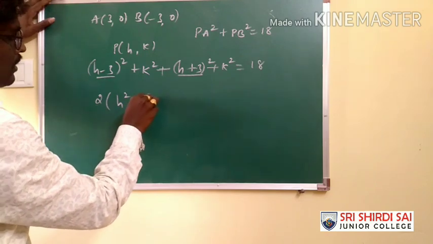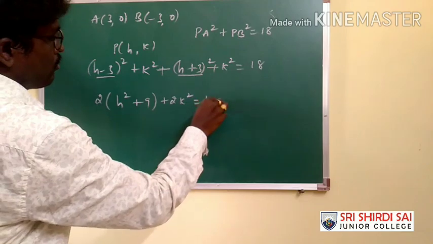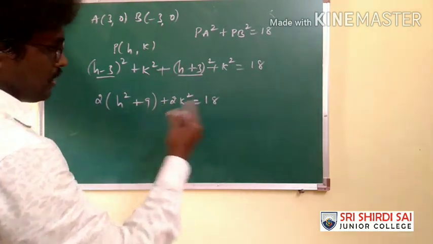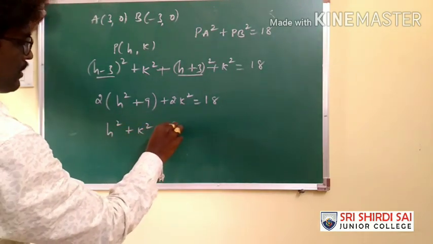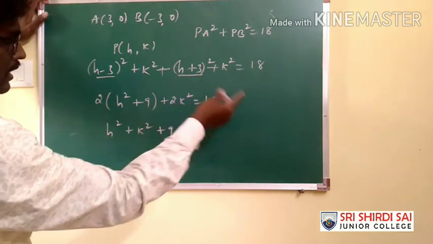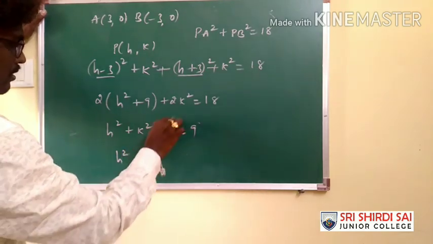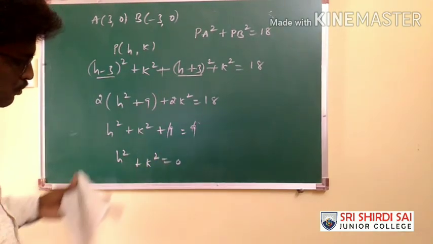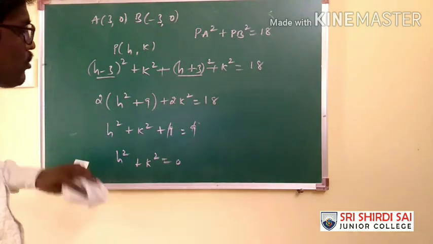h square plus 3 square, that is 9, plus k square plus k square, 2k square, is equal to 18. 2 is a common factor, and on cancelling, the right hand side will be getting h square plus k square plus 9 is equal to 2 is a common factor, 2 once and 9 times, so that here also we will have 9. Therefore 9 and 9 get cancelled. H square plus k square is equal to 0. Therefore, its equation is going to be x square plus y square is equal to 0. Yeah, let's go with the next problem.